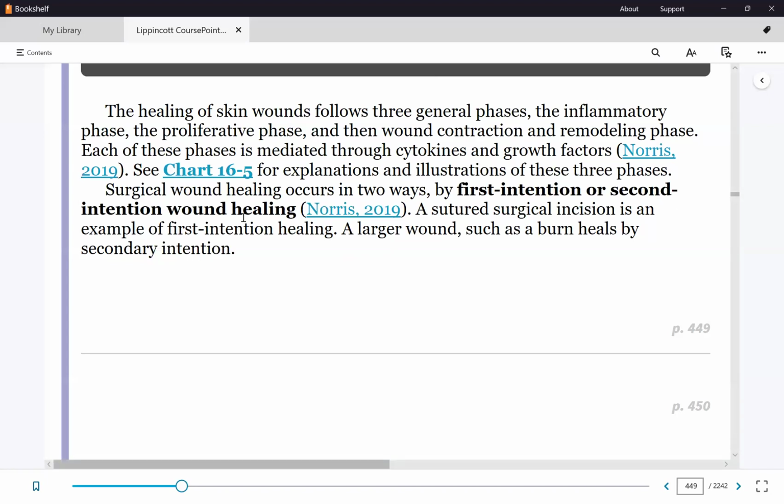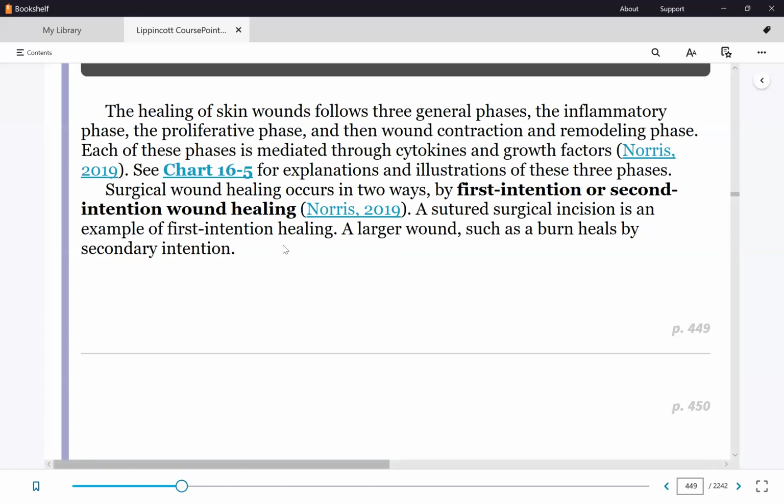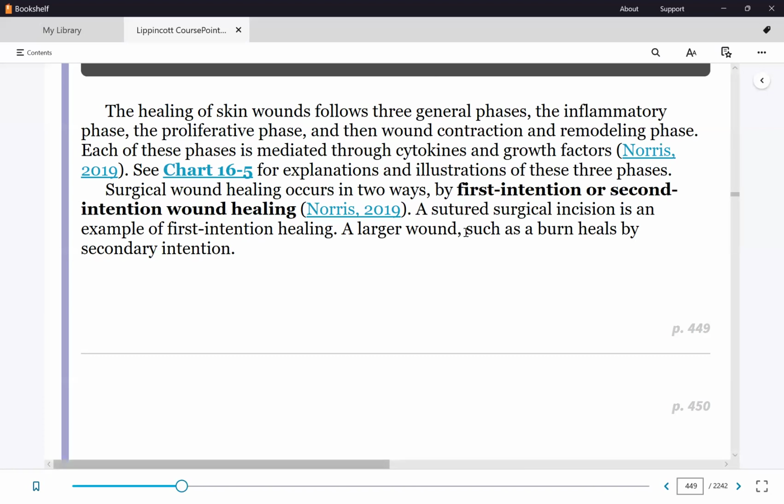Second intention wound healing. These are wounds like a pressure ulcer, for instance, wherein the patient lost a moderate to significant amount of tissue. So that has to heal in two phases. There has to be granulation tissue growth first before the skin can close. Understood? So that's the difference between first and second.